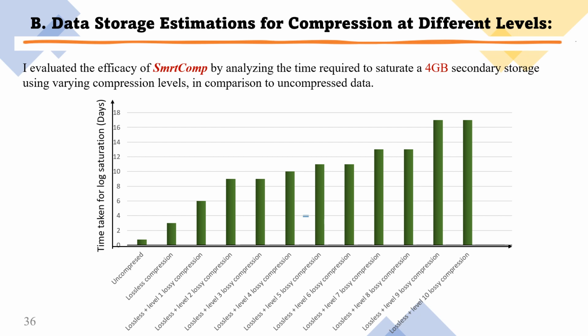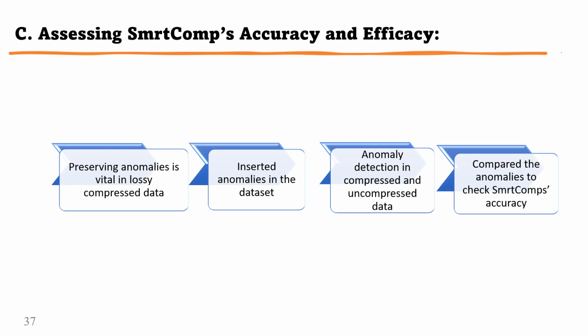In order to evaluate the efficacy of SmrtComp, we plotted a graph which depicts the time taken to saturate a 4 GB secondary log at each compression level. Now that we have evaluated SmrtComp's efficiency, it is important to ascertain that the important features or anomalies of the original data are preserved in the lossy compressed data. So in order to do so, we ran anomaly detection algorithms on both compressed as well as uncompressed data and compared the anomalies in the two results to check SmrtComp's accuracy.